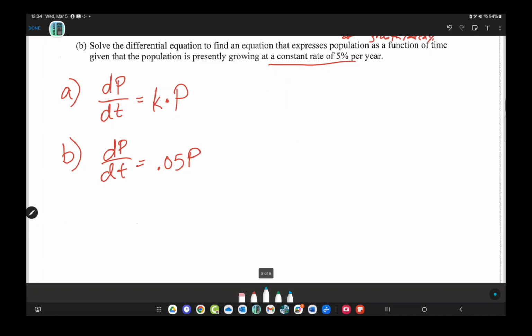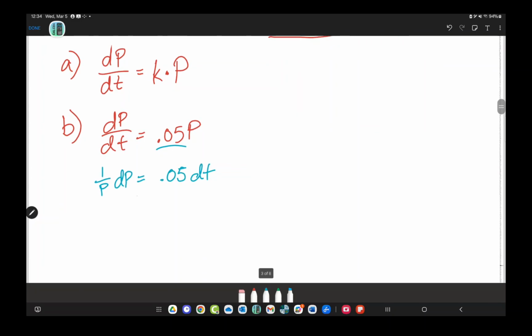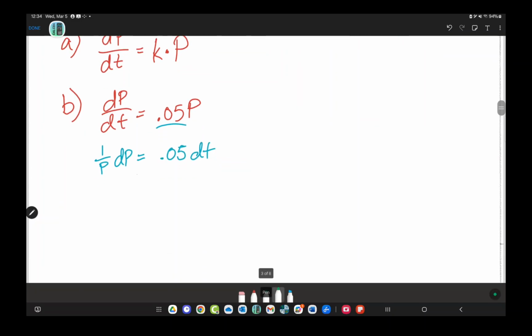Since P is up top, we need to bring P over here. DT is going to go over here. So we can leave this alone, just bring the P over. So 1 over P dP is equal to 0.05 dt. We're going to integrate, and we get natural log of P is equal to 0.05 T plus C.